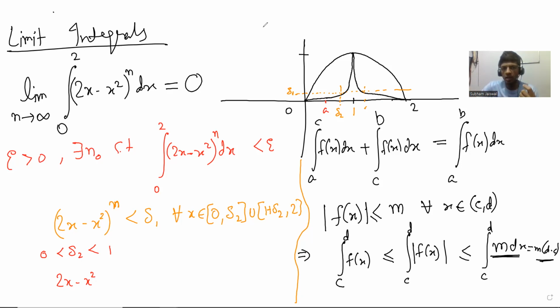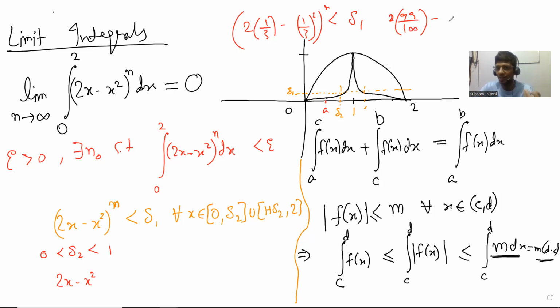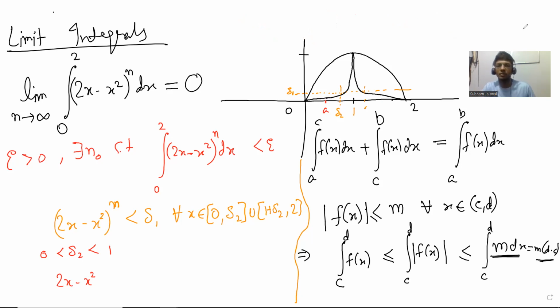So just to give an example, if you take some n so that 1 by 3 to the power n is less than delta 1, that's fine. But then if I come up with 99 by 100, then that n may not work because the quantity grows. And this is where the difficulty lies, because we are not dealing with numbers anymore in that sense. We are dealing with functions, a collection of numbers. But the argument should be simple.